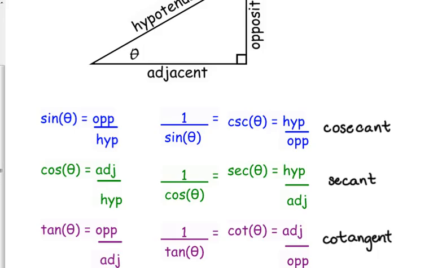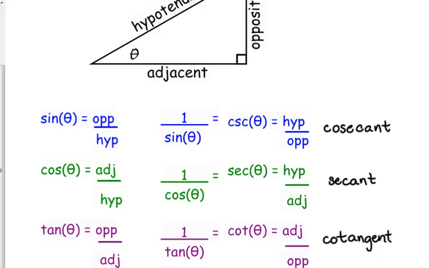So, I've got it set up that way. 1 over the sine is equal to the cosecant. So cosecant is the hypotenuse over the opposite. 1 over the cosine is equal to the secant. So secant can be found by putting the hypotenuse over the adjacent. And then finally, the cotangent, which is the reciprocal of tangent, so it's the adjacent over the opposite.